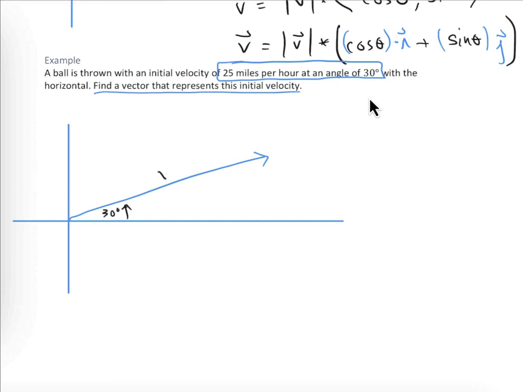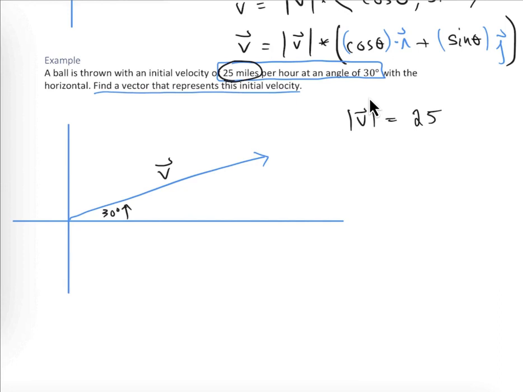And we're going to label this with vector v for velocity, and we know that the magnitude of that vector is going to be 25. Remember, the length of the vector is representing the magnitude of the velocity, the magnitude of the force, the speed of the wind, right? The greater the force or the greater the velocity or the greater the wind power, the longer the vector. So the length of the vector represents this 25 miles per hour. So we need to figure out what the components are going to be.